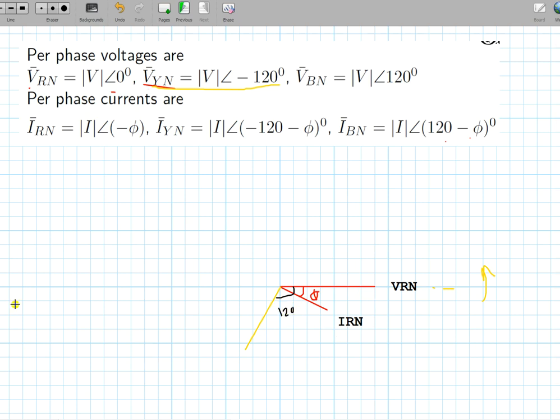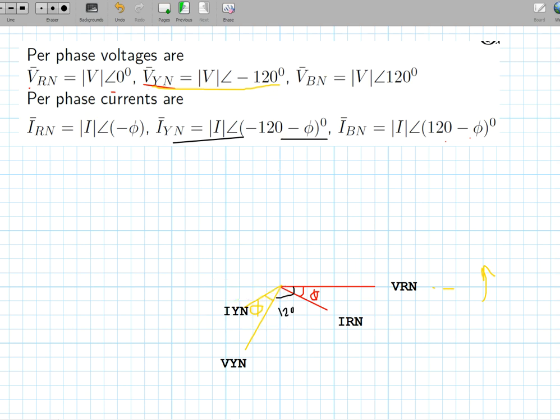And this voltage is equal to which voltage? This voltage is equal to the VYN voltage. Now let us see what happens with IYN. IYN lags the VYN by 5 degrees. So the IYN phasor will be this, and this phase angle difference is equal to phi. And this is the phasor of IYN.